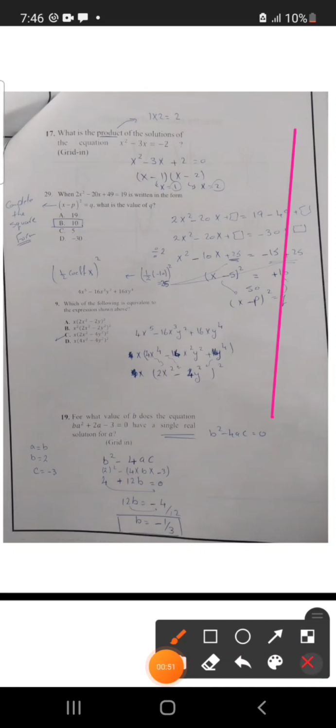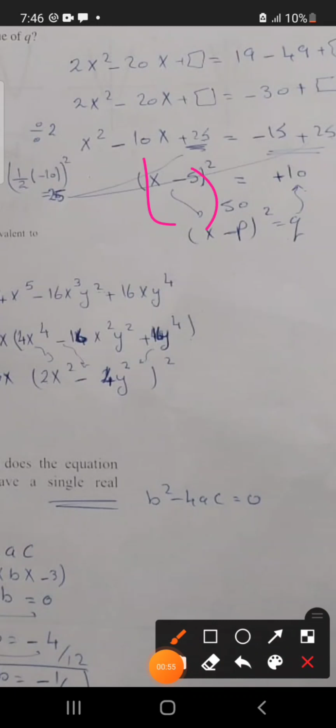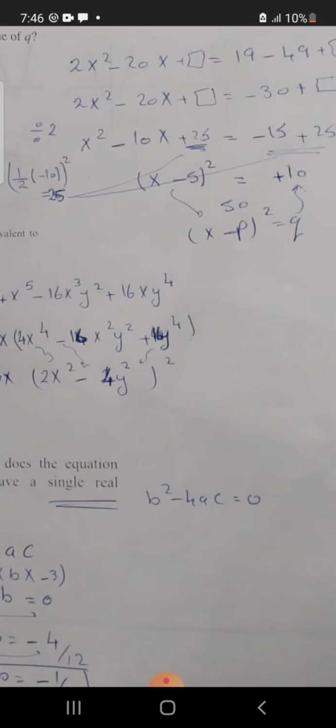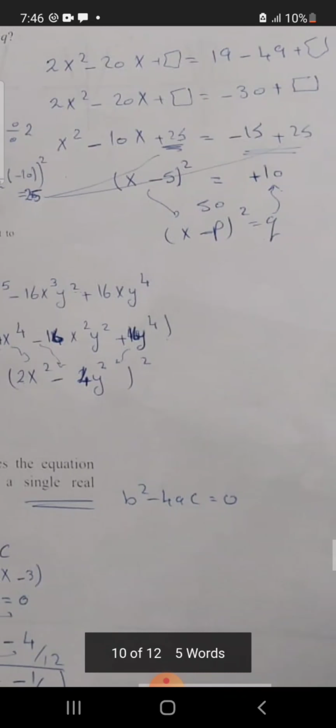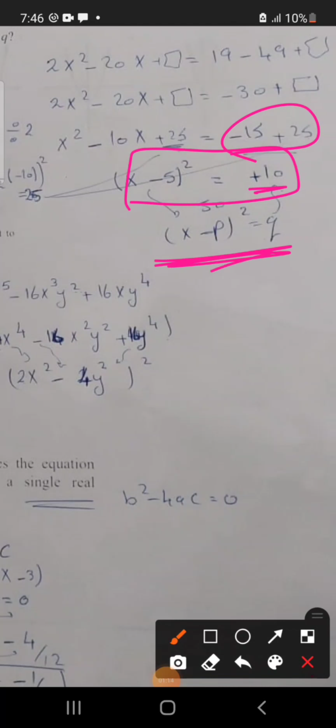Do you remember how we can complete the square? Of course. You will make a bracket all squared. Take the square root of the first, x squared is x. Square root of the second, square root of 25 is 5. And the middle sign is negative. So here you get -15 plus 25, positive 10. Here you get this form, which is the given form that he asked about. He wants the value of q, you will write 10. And that's all.